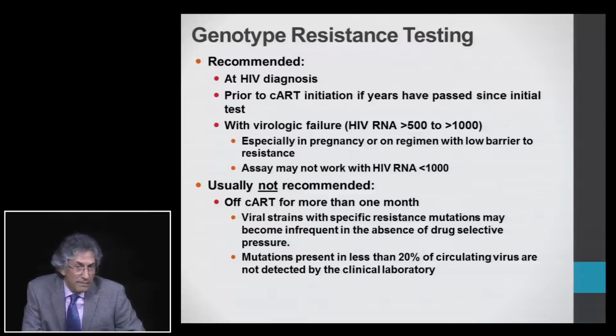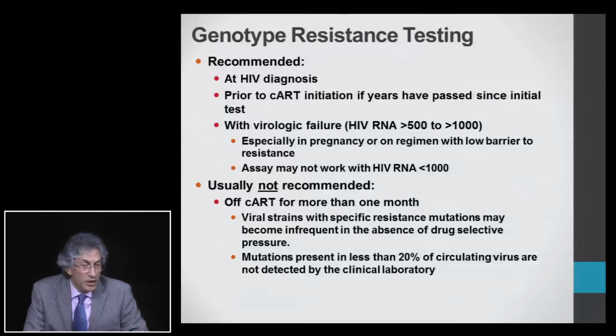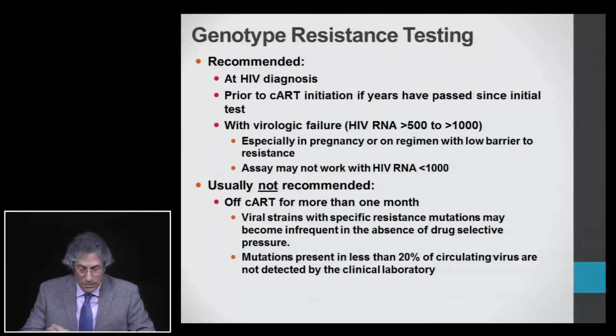And mutations that are present in less than 20% of circulating virus are not detected by the current clinical genotype tests. So it's very easy to miss mutations. And so a genotype test is true, but it may not tell you the whole truth, especially if someone has been off medication or has had different regimens over time.